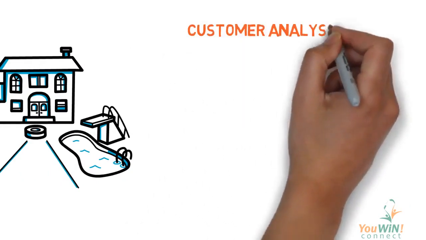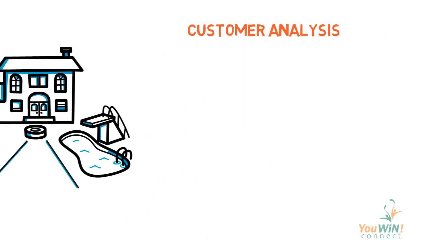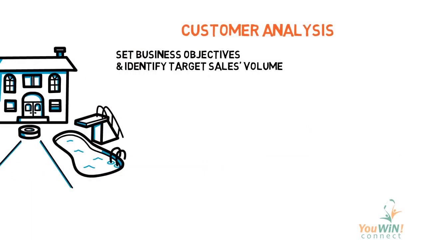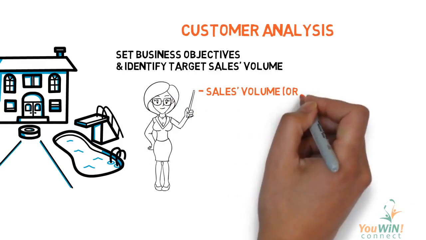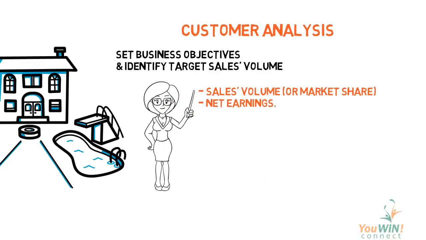So, customer analysis, what does it help us to do? It helps us to set objectives and identify our target sales volumes. The two most common objectives of an enterprise are sales volume or market share, and net earnings, which in other parlance is called profits. The two objectives are, however, not mutually exclusive. A company can work towards both at the same time. However, it should prioritize them.